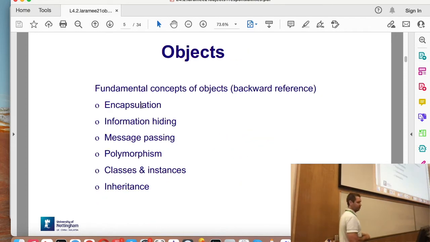Some of the fundamental concepts of objects that you've already seen: encapsulation, information hiding, message passing, polymorphism, classes and instances, and inheritance. You're already familiar with these topics, but you're seeing them again. Does anybody know what it means when you see a theme more than once? Like imagine you're taking a degree like computer science and you see this theme keep popping up. What is that? Does anybody know?